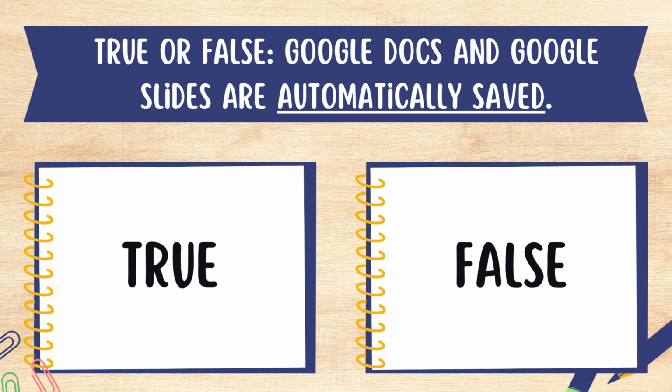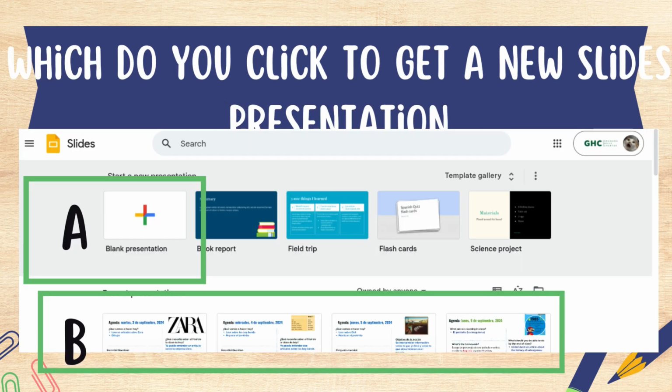your Google Sites. Which do you click to get a new slides presentation? A or B? Please pause and come back when you have finalized your answer. The answer is A. As you can see, it's a blank white page with a little plus sign indicating that you're going to create a new slides presentation.